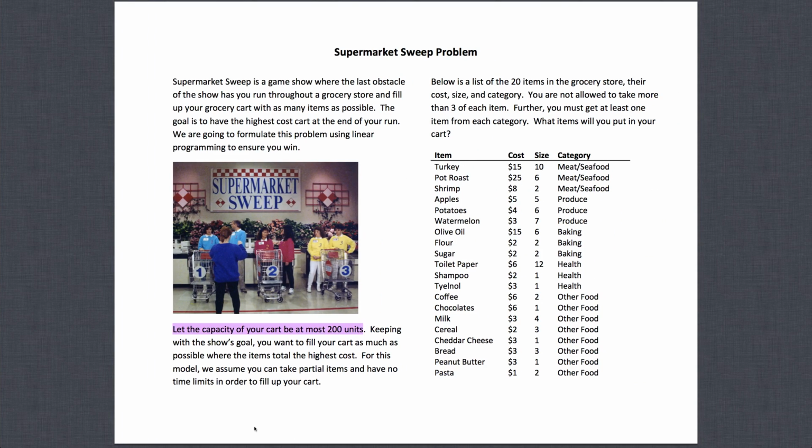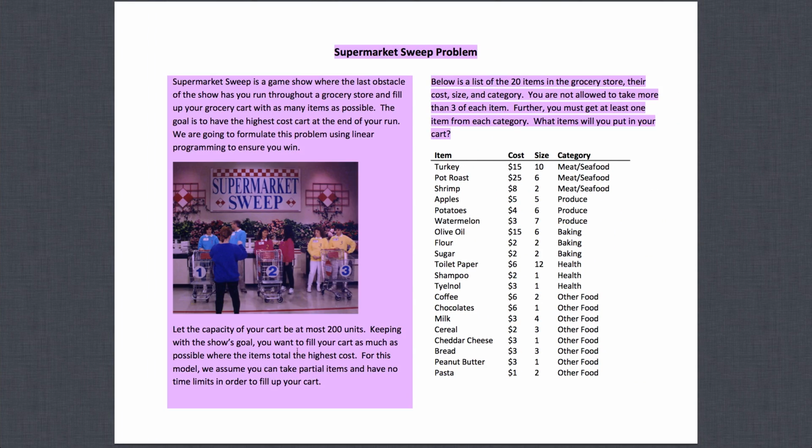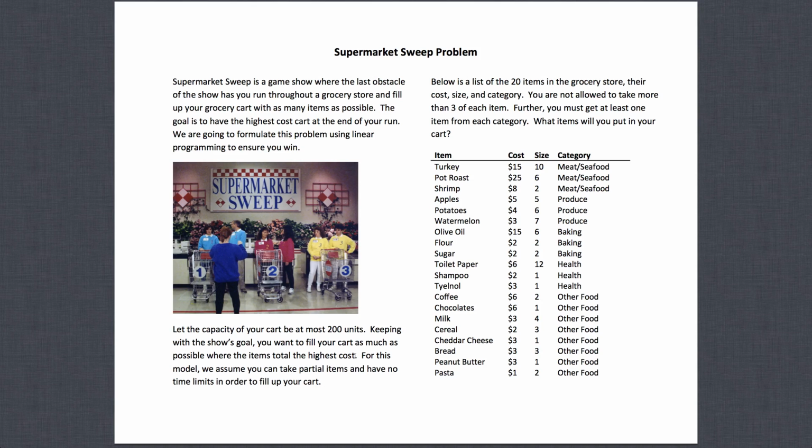Our second constraint, going through this, we want the highest cost. We already have that in the objective function. We assume you can take partial items, which we allow by having x_i be a continuous variable rather than an integer. No time limit, so there's nothing we need to model with that. Here just gives us our 20 items.